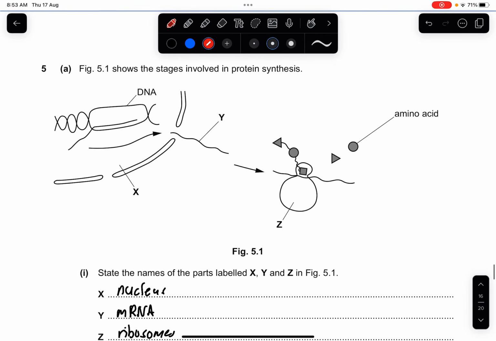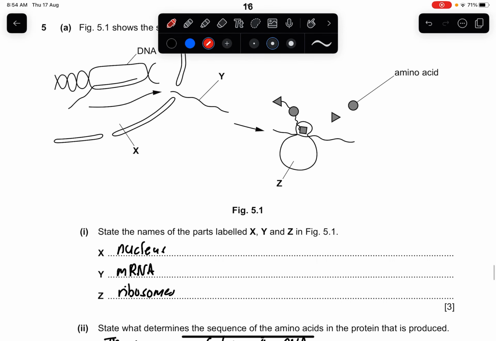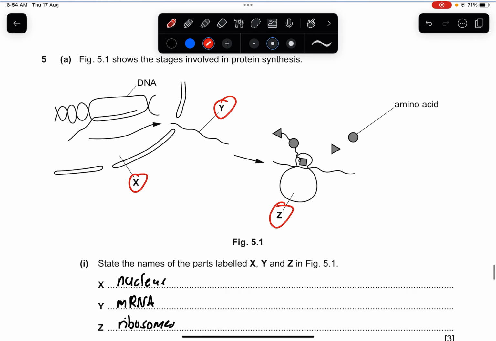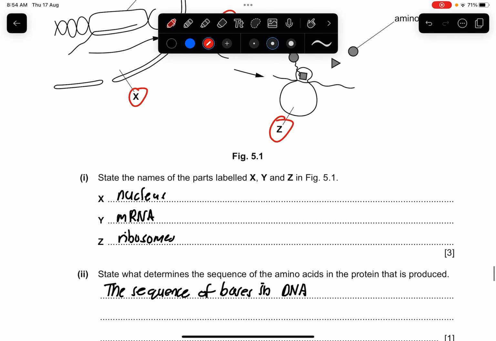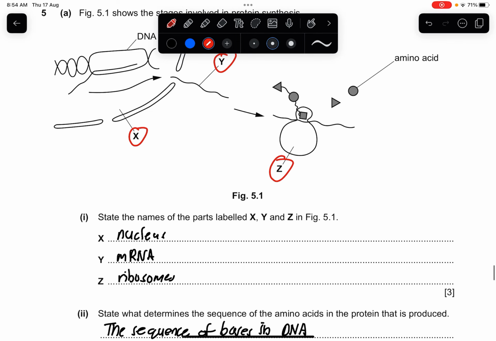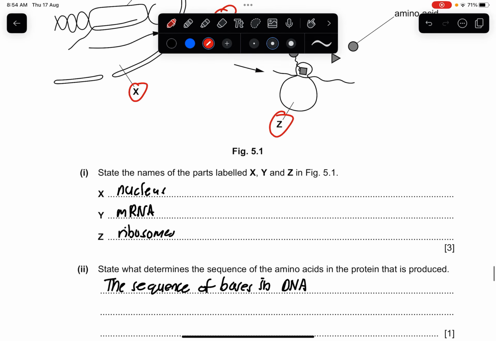Okay, question 5a, this is protein synthesis. Part 1: state the names of the parts labeled X, Y, and Z. You must be familiar with the steps of protein synthesis and know what is going on. So X is the nucleus, because the DNA is located inside. Y is the mRNA, because we know that the nucleus sends out mRNA to the cytoplasm. And Z is where the mRNA passes through in one of the stages, and therefore Z is the ribosomes.